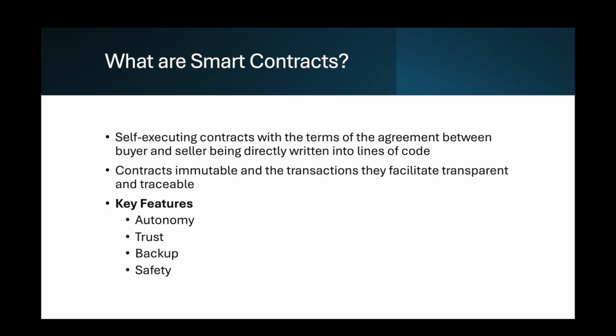Key features: autonomy. Smart contracts eliminate the need for intermediaries, executing automatically based on predefined conditions. Trust. Encoded in a decentralized blockchain, smart contracts offer a high level of security and trust. Backup. Like the blockchain, smart contracts are duplicated many times over the network, providing exceptional resilience and redundancy. Safety. Encrypted and immutable, they provide a secure environment for transactions.